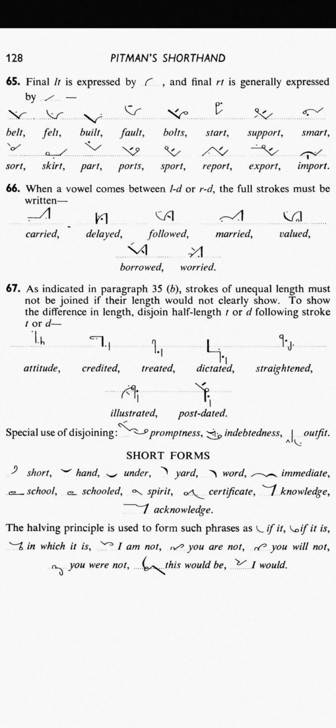Hello students, after completion of two topics regarding halving from Chapter 15, today we will do the next topic regarding the same halving principle. Final LT is expressed by upward L halved for the sake of T here, and final RT is generally expressed by upward R halved here for the sake of T.